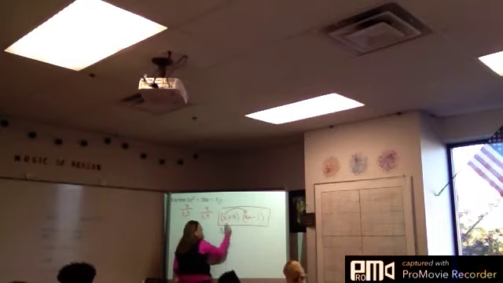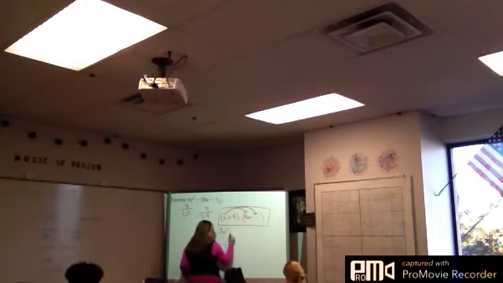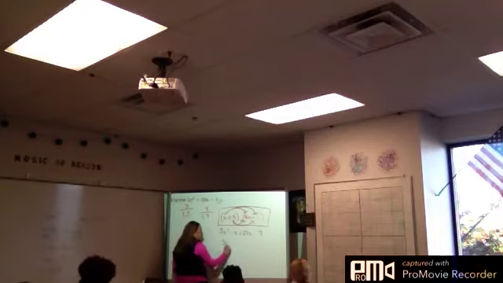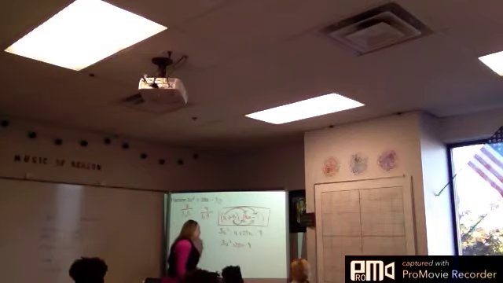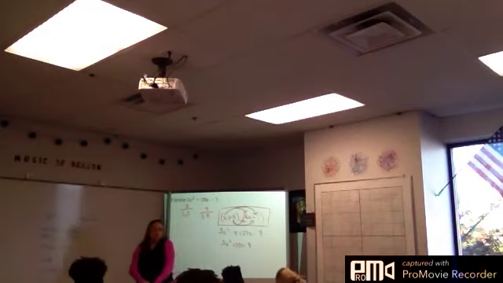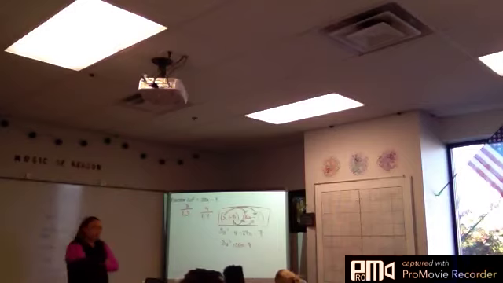3x squared, negative x, 21x, negative 7. Combine like terms. And that's the same as the original. So you can always check what you're doing if you're not confident in it. Okay?